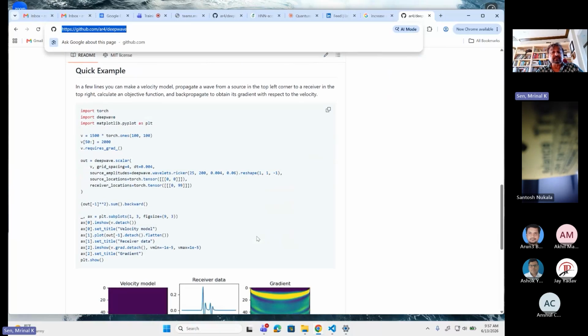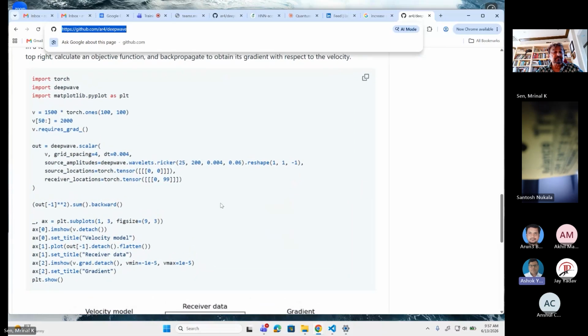Are you guys able to see the screen, and do you want me to zoom in? A slight zoom will be better, sir. Yeah, is this better? This is fine.